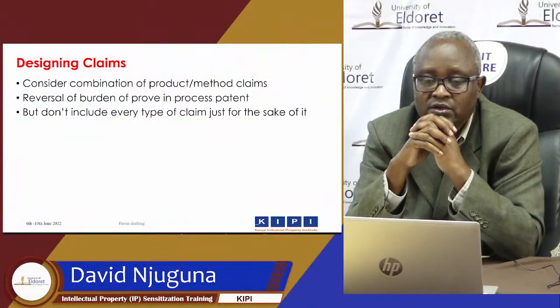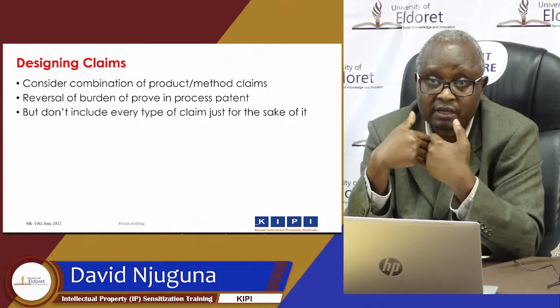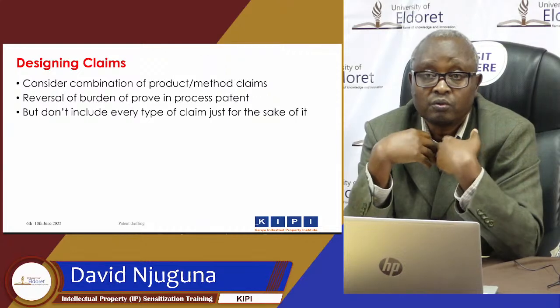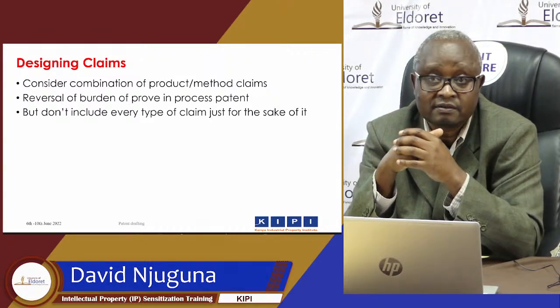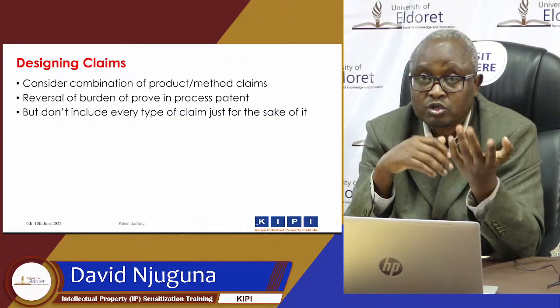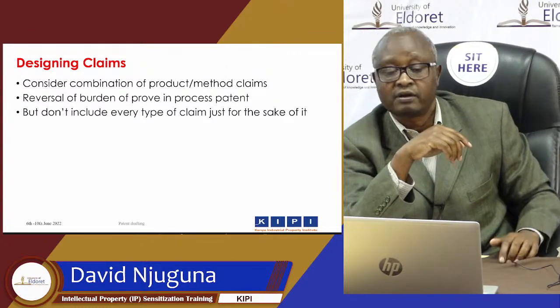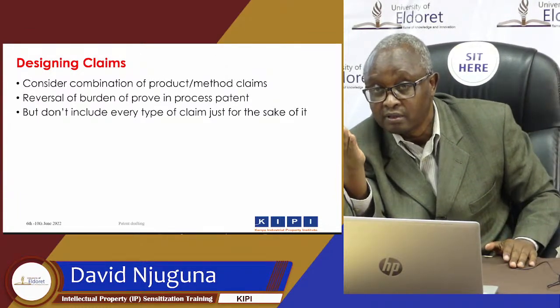And you may consider combining product and method claims, so that you have a variety of choices. A product may not infringe, but the method of making the product will be infringing, and vice versa. And the beauty of method claims is the reversal of the burden of proof, which is upon the person being accused of infringing, because you suspect that they're using your patented method, but you don't know. So when you go to court, the court reverses the burden of proof to the person being accused, just like what you have now with the courts.